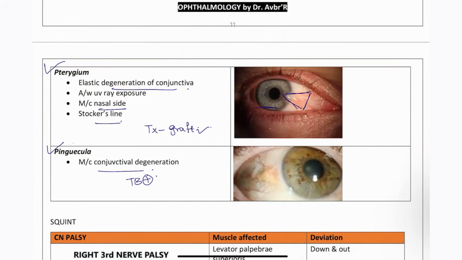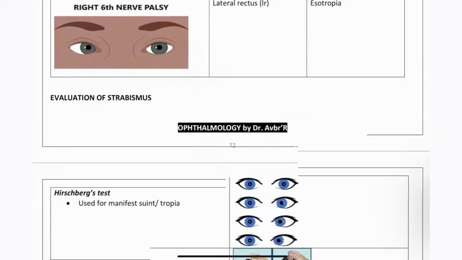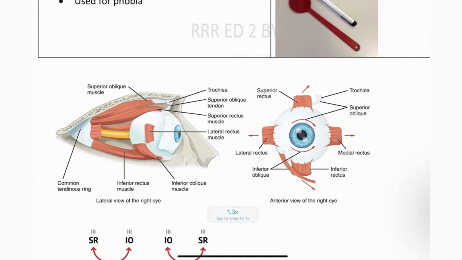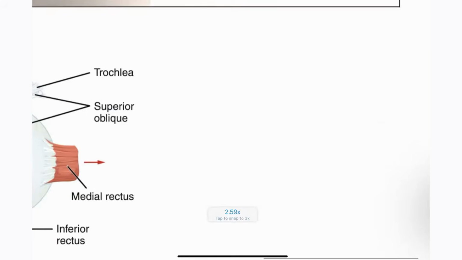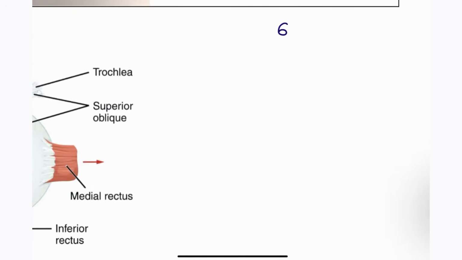So next we are going to move on to the squint. Before we see the squint, I want you guys to understand about the extraocular muscles. So how many extraocular muscles do we have, guys? Total six extraocular muscles. In these six extraocular muscles, different nerves supply them. First, what are the nerves we have? Third cranial nerve, fourth cranial nerve, and sixth cranial nerve.